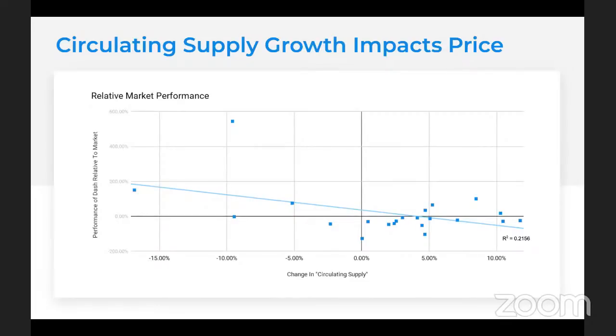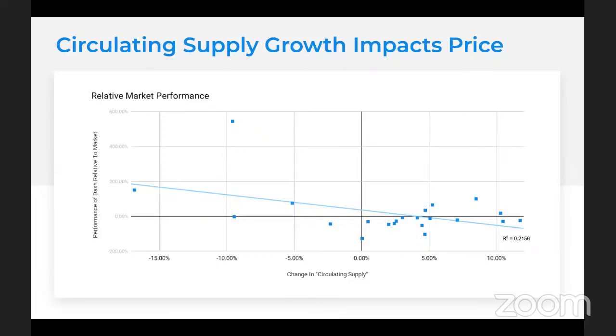So here's some of the analysis that we did. In order to test the hypothesis of whether circulating supply growth impacts price, we've plotted the last 30 or so quarters. And basically what we find is that on the x-axis, what you see is our change in circulating supply within each quarter. And on the y-axis is Dash's performance relative to the rest of the market.